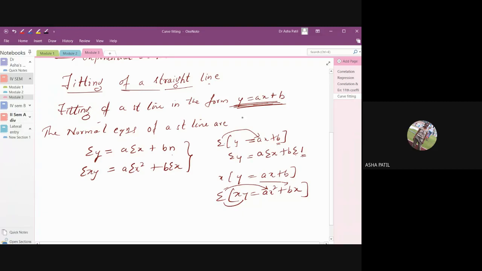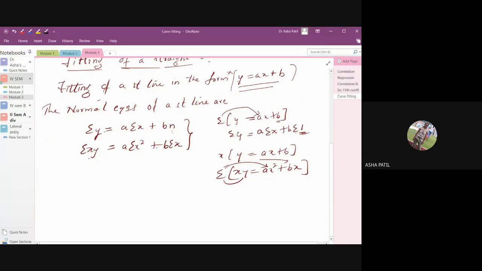Just remember that the first equation is written by taking the summation of the straight line equation, whatever you have taken. Just take summation on it and remember that the summation of 1 is n, and you will get the first normal equation. To write the second normal equation, you have to multiply it by x, then take the summation, and you will get the second normal equation.